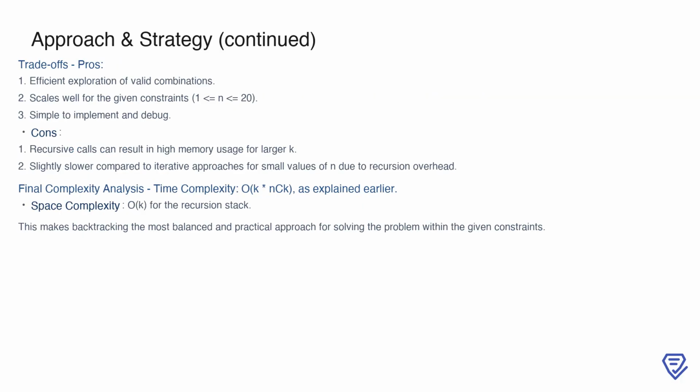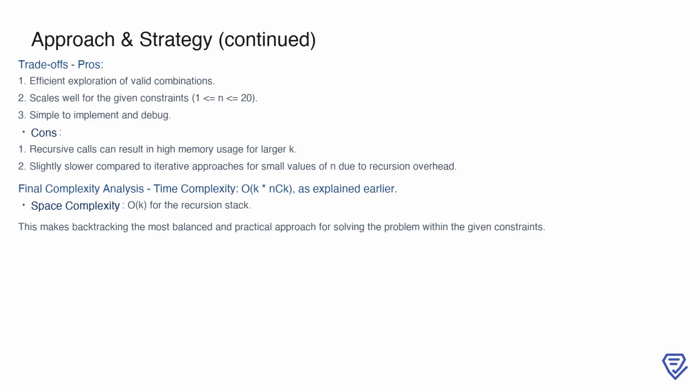Backtracking has its own set of trade-offs, which balance its strengths and weaknesses. On the positive side, it provides efficient exploration of valid combinations and scales well within the problem's constraints, as n is capped at 20. Additionally, the algorithm is simple to implement and debug, which is a significant advantage when working on complex problems. However, there are some downsides. Recursive calls can lead to higher memory usage, especially when k is large, and the recursion overhead may make it slightly slower than iterative approaches for small values of n.